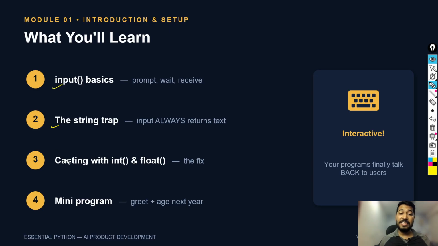Then casting with int and float. If something is of int type, we are expecting it accordingly, because we are going to do calculations in the Python script. So it's better that after receiving the input from the input method, we convert it into the appropriate data type, whether it is boolean, int, or float. And then at the end, we are going to create a mini program using this input method. Let's go to the next slide.